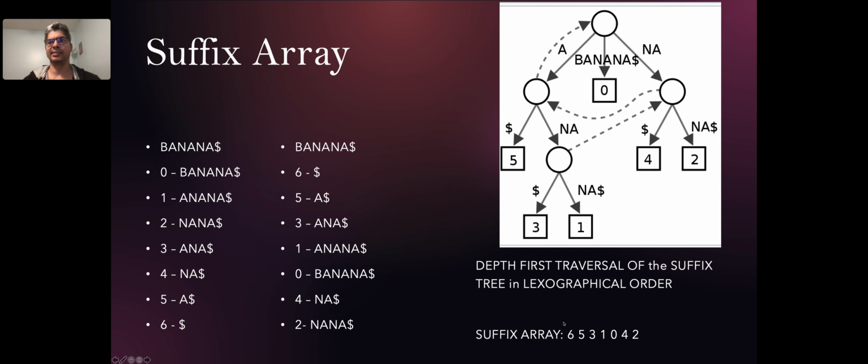The suffix array is just an array with the numbers 6, 5, 3, 1, 0, 4, 2, which are the suffixes in the lexicographical order. This is used for some computation. This data structure is useful because it somehow represents almost the same thing as the suffix trees in a different way.